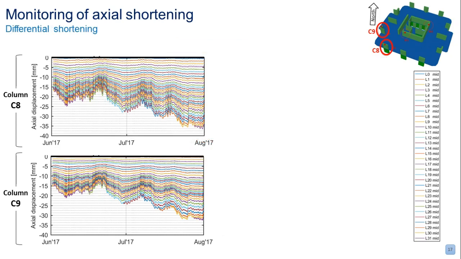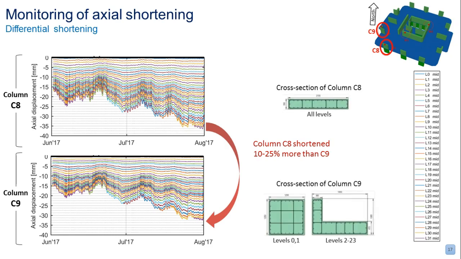Something we can also see here, if you look closely, is that column 8 is shortening about 10 to 25% more than column 9, depending on which level we're considering. And that's what I was referring to in terms of differential shortening. In this case, it was expected, because the cross-section of column 8 is much more slender than that of column 9. And even though column 8 is taking about 10% less dead load than column 9, the shortening is more pronounced due to the smaller stiffness of the column.